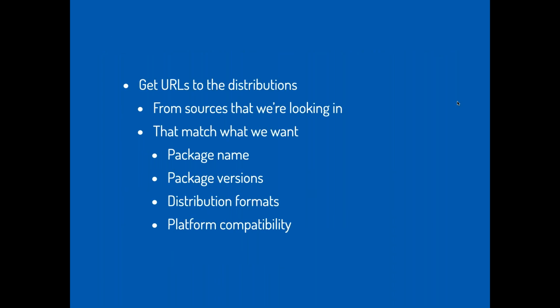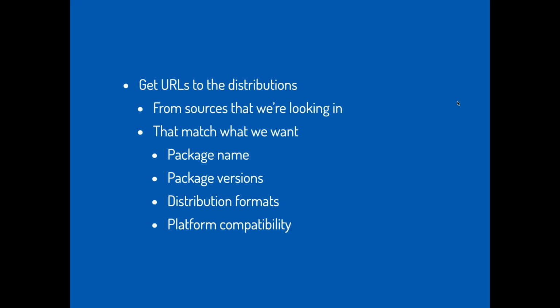The goal of the discovery step is really to get a bunch of URLs to distributions. There's criteria for what distributions we want to get the URLs of, though. They have to be from the sources that we're looking in, because you can't just look anywhere and everywhere. So we know what sources we're looking in, and they have to match certain requirements. They have to be what we want.